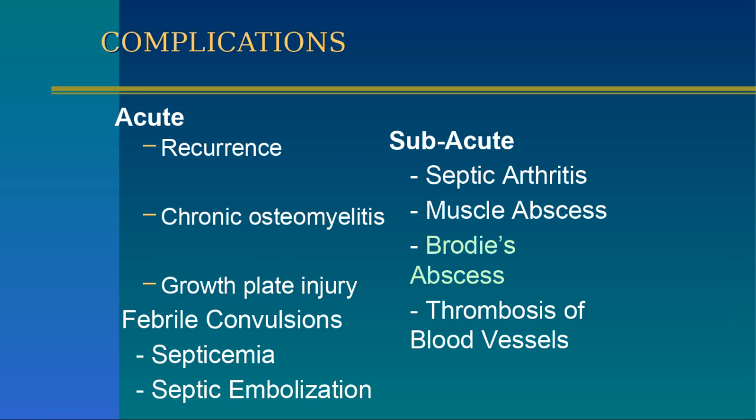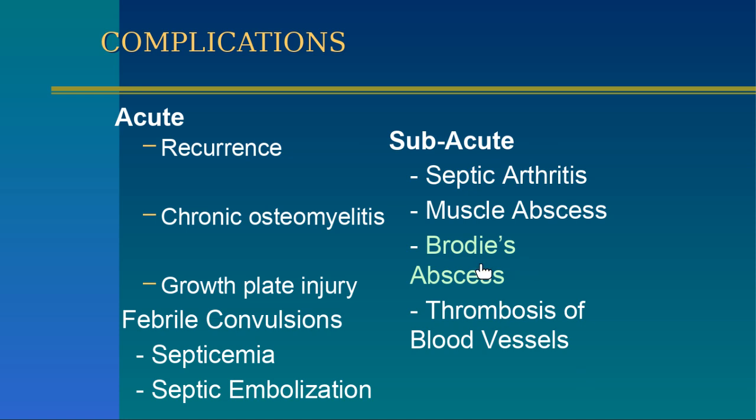What are the complications? They're myriad. You can have recurrence in the acute setting. You can have chronic osteomyelitis. If it's near to the metaphyseal region, you can affect the growth plate, resulting in limb length discrepancies. You can have angular deformities. In the acute setting, you can definitely have febrile seizures, septicemia, septic embolization. In subacute picture, which we really didn't discuss, we can have abscess formation.